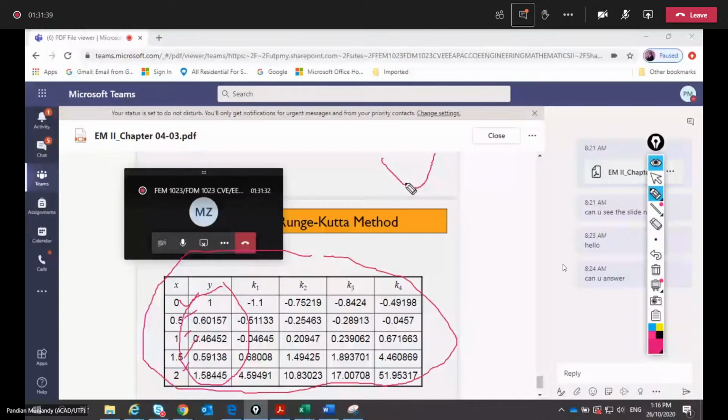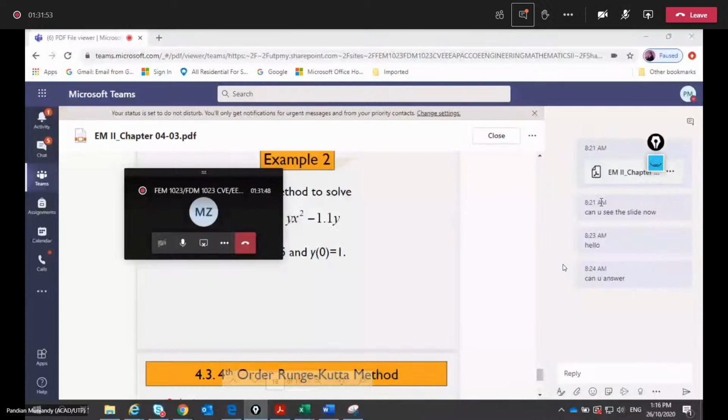So now, what is the meaning? You can see here, x0, y1. So straight away, you create the table. The calculation of K1, K2, K3, you can do on rough paper, you scribble.